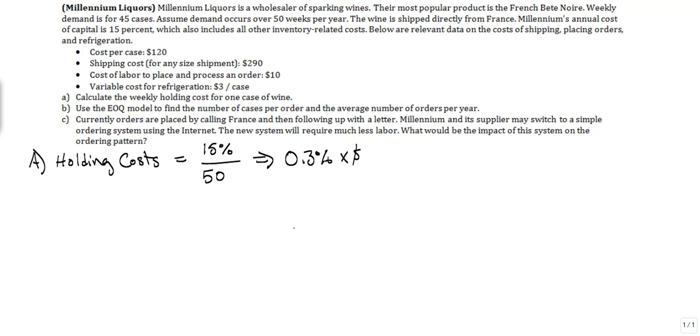Multiplying that times $120 per case gives us an inventory cost of 36 cents per case. Let's remember, though, to also include the $3 of cost per case for refrigeration, which gives us a total holding cost of $3.36 per case.